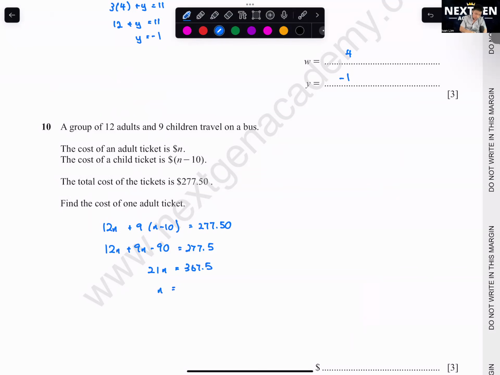Okay, 367.5 divided by 21, we will get 17.5. Okay, 17.5 is N dollars, the adult ticket. Okay, the cost of adult ticket is N dollars, so this will be the final answer.